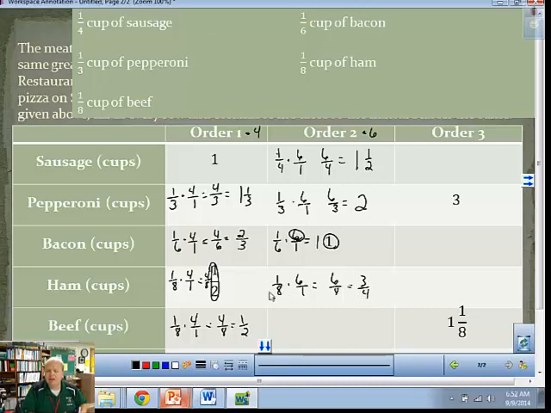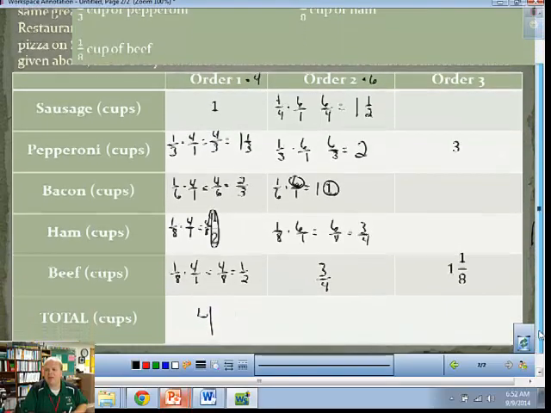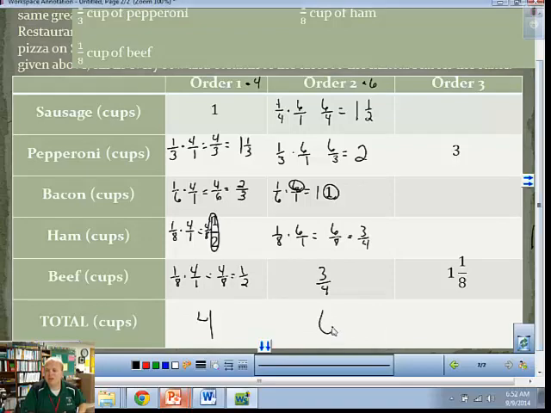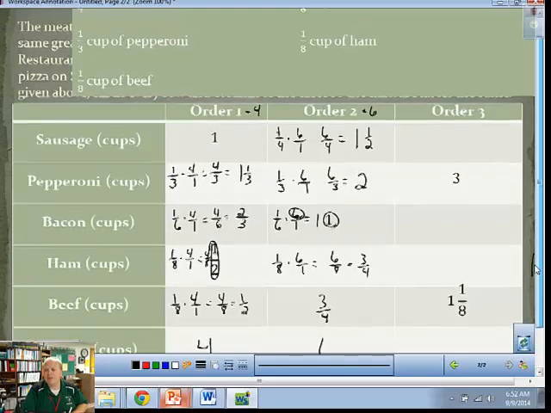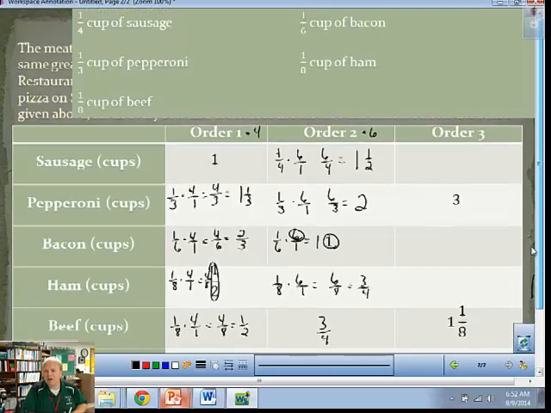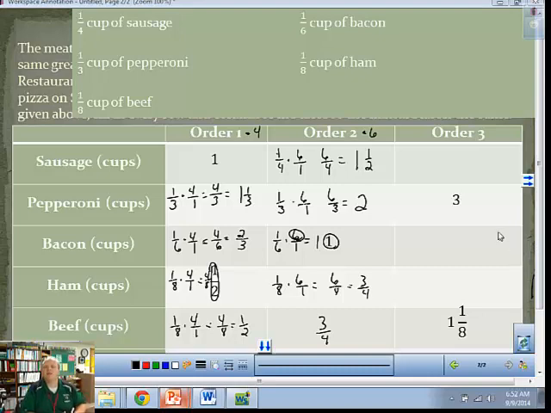Because I also know that I have the same number of cups of beef and ham, I really don't need to figure this out because I'm just going to have 3/4. If I add those all together, let me take this down. If I add this all together, I should equal 6 cups. And I could do the same thing in the last order as well. For the sake of time, if you have questions on this one, bring this one to class.